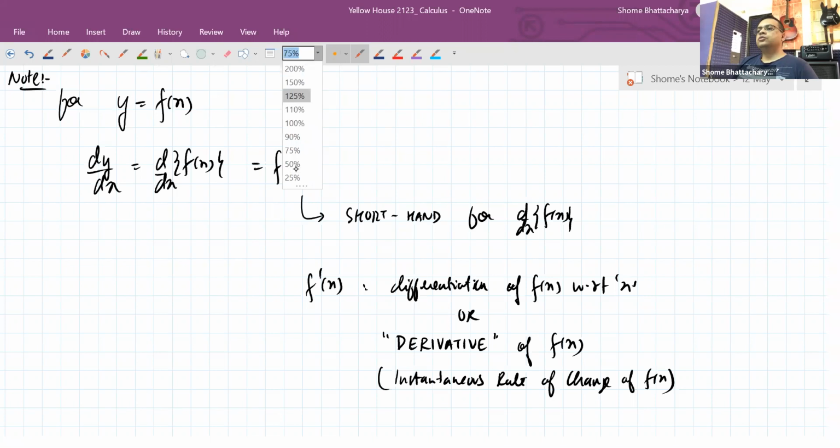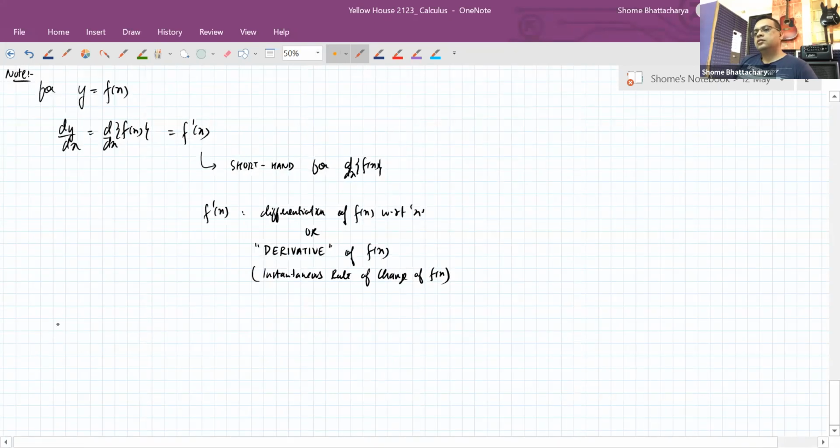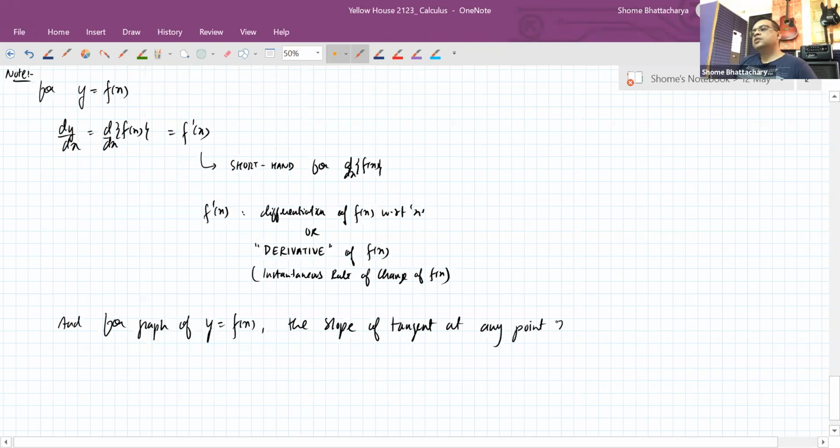And the other thing is, we also know that as far as the graph is concerned, the slope of the tangent at any point, let's say x equal to a, suppose, is the value of the derivative at that point.